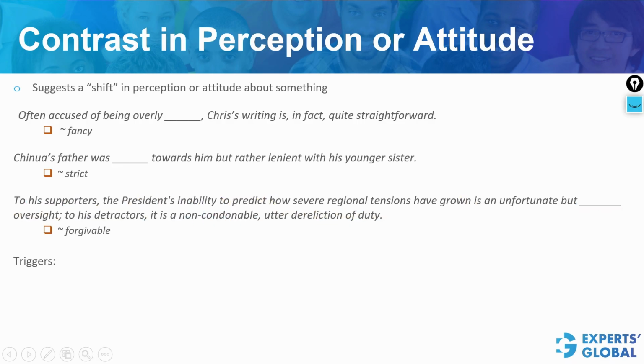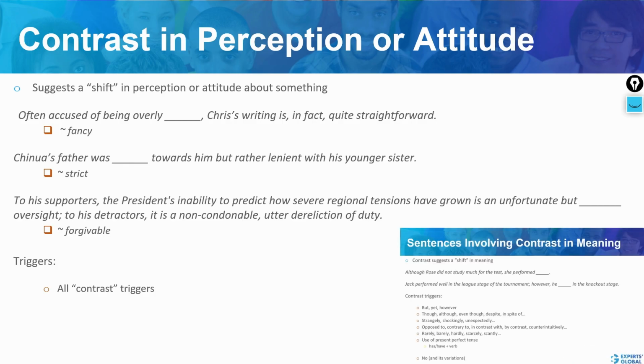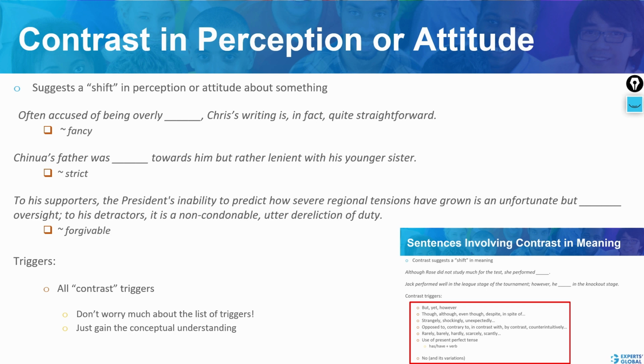Some triggers for contrast in perception or attitude. Virtually all the contrast triggers work for contrast in perception or attitude. Remember this slide from one of the earlier lessons. This enlists a vast list of contrast triggers. Please don't worry about this list of triggers. The list is here just for your conceptual understanding. Please simply gain the conceptual understanding and apply it.